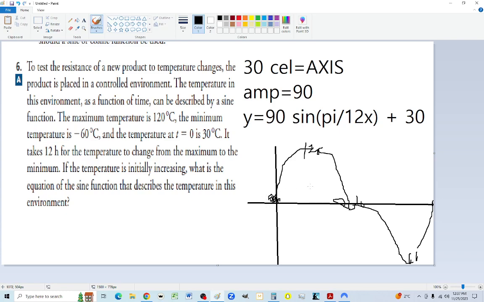That means we've got to take a sine curve and shift it to the left by 30 degrees. It's because it's going to hit 30 degrees at 0. So at time 0, it's going to hit 30. And, oh yeah, no, we got it already, because the axis is at 30. So boom, and it's on the way up. If the temperature is initially increasing, what is the equation of the sine function that describes the temperature of the environment? This is it. So let's see if we got it.